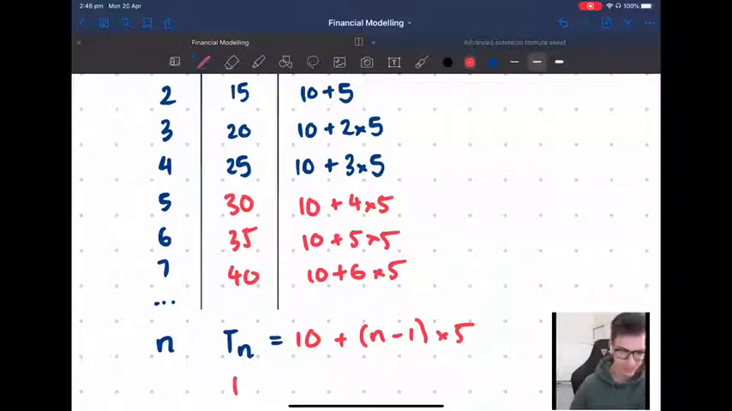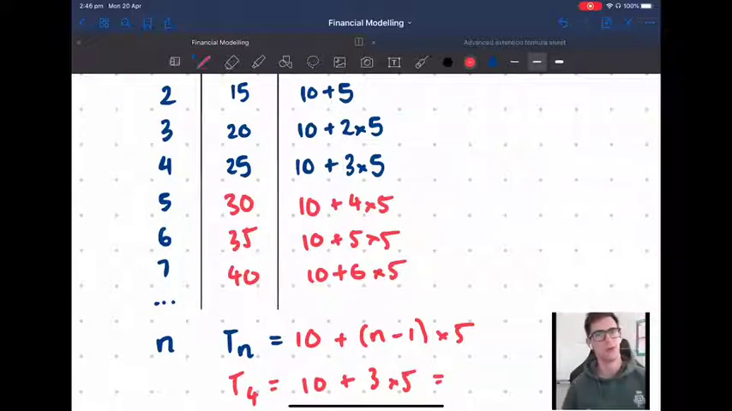So if I was to do T of 4, I'd get 10 plus 4 minus 1, which is 3, times 5. Don't forget your order of operations. You've got to do times before you do your add. I'm going to get 10 plus 15, which is 25. Does that check out? It does. Wicked. Our rule works. That's it.